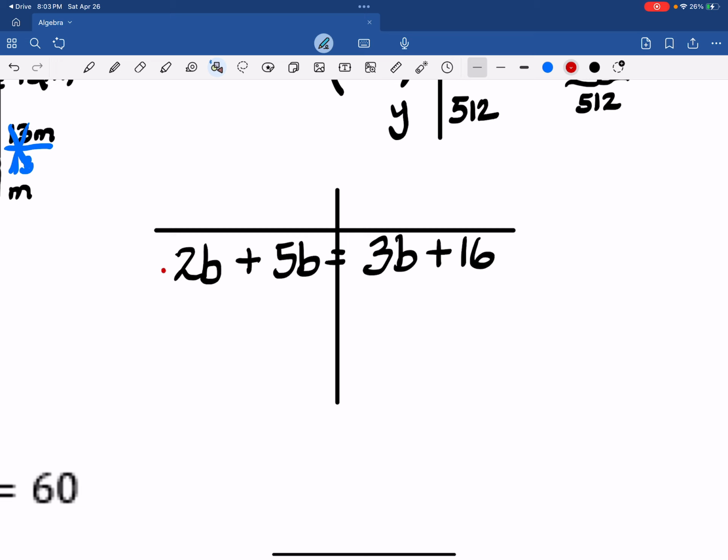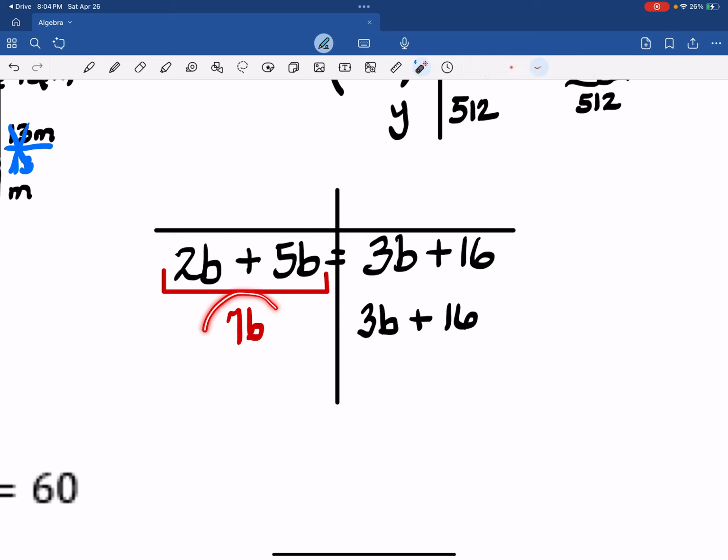The first thing I want to do is combine these b's into one term. So think of it as 2 bananas, or 2 boats, or 2 books, or 2 babies, whatever you want b to represent, plus 5 of the same thing. So 2 plus 5, that gives me 7 of those b's. And then on this side, I still have 3 b's, and I have a 16. So I have 2 b terms. I have this one and this one.